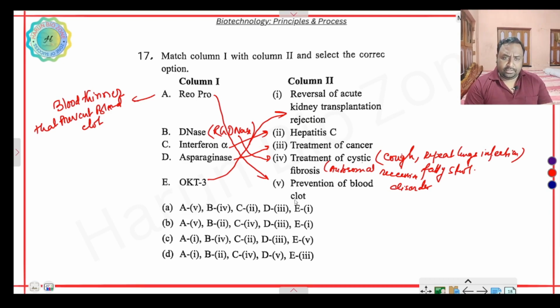So here A is 5, B is 4, DNase is the treatment of cystic fibrosis, C interferon alpha is for hepatitis C, D asparaginase is the treatment of cancer, and E OKT3 is for reversal of acute kidney transplant rejection. It is an immunosuppressant. Here A is the correct option.